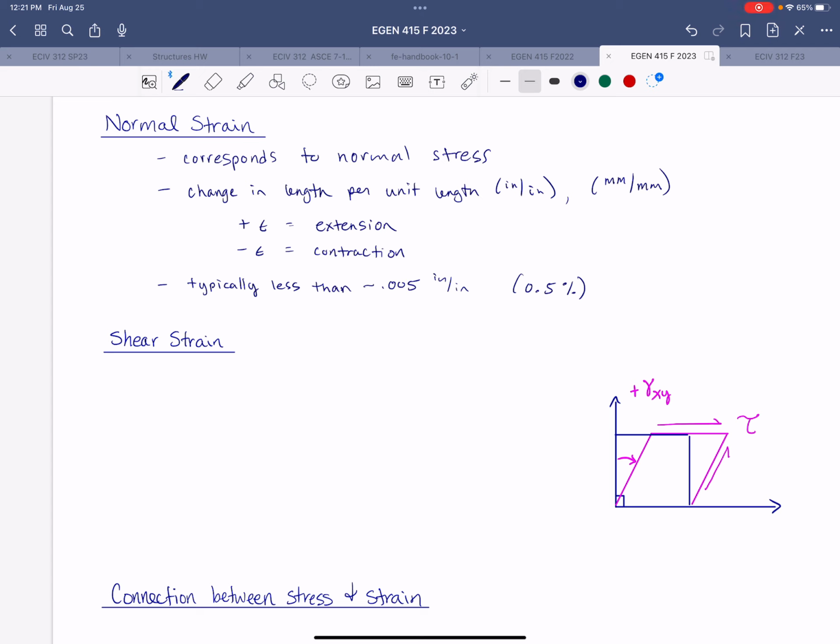Shear strain, of course, corresponds to shear stress, and it represents a change in angle from 90 degrees. It's measured in radians, which is also dimensionless. A radian is length per length. It's like arc length divided by radius.